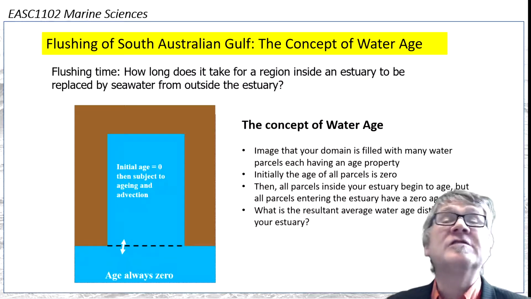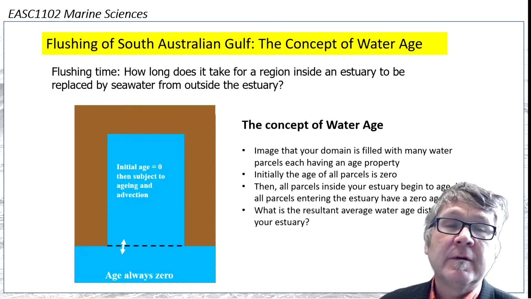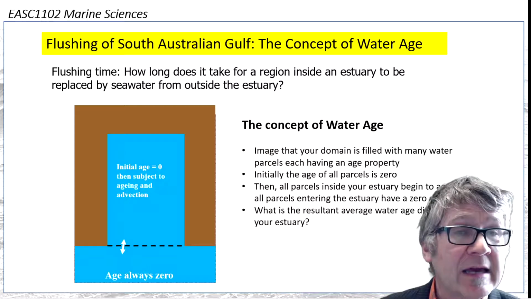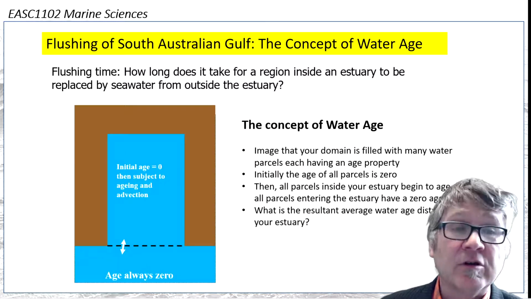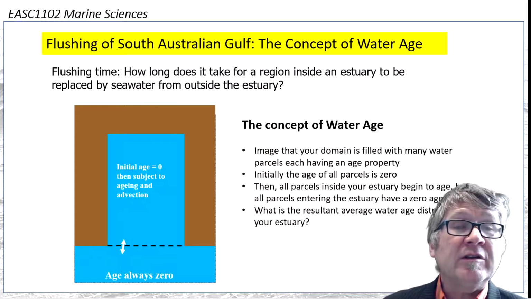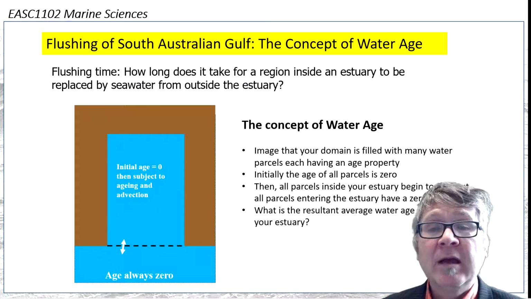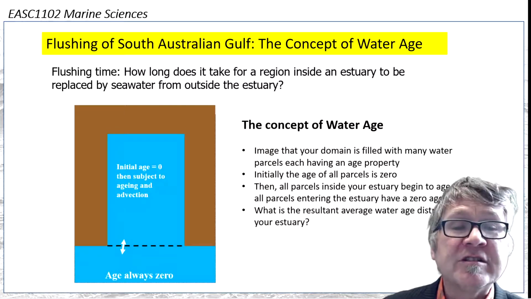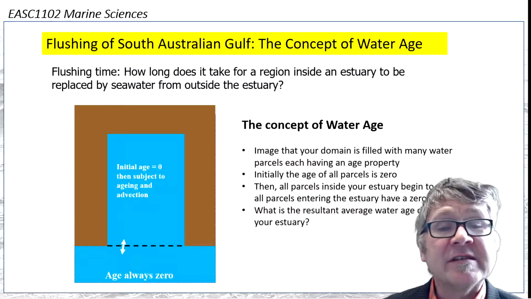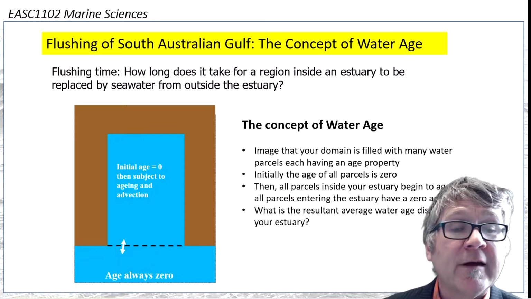So let's focus a little bit on the flushing of South Australian Gulf. I want to introduce you to the concept of water age. It's a theoretical concept, a method used to determine something we call flushing time. How long does it take for a region inside an estuary to be replaced by seawater from outside the estuary? And we use the concept of water age.